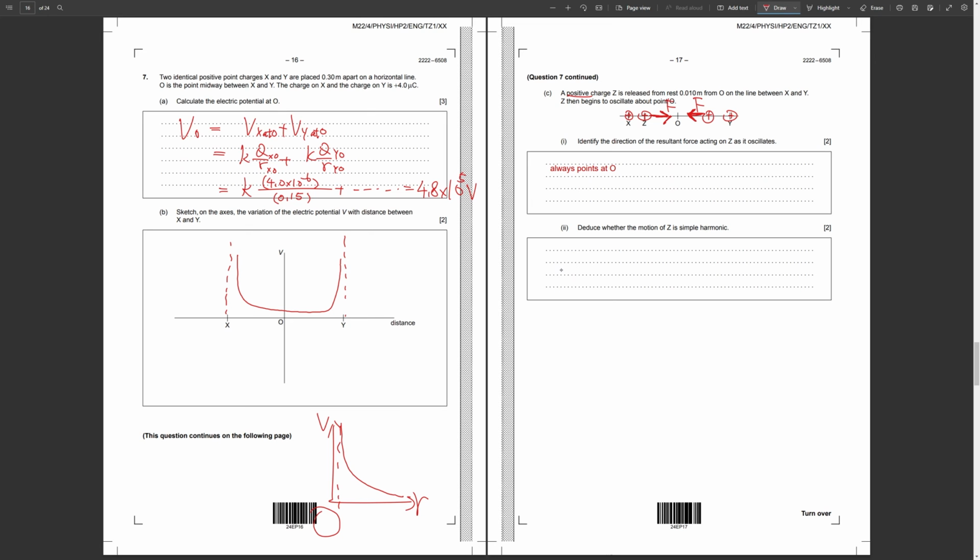Is such oscillation an SHM? The answer is no, because right now the force is proportional to 1 over r squared. What's being required is F being proportional to x. So we are not having an SHM now.